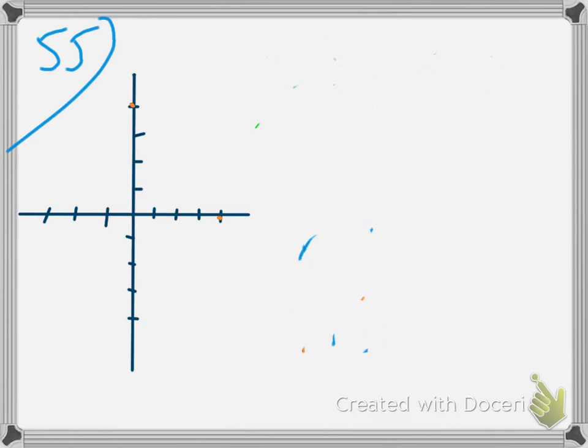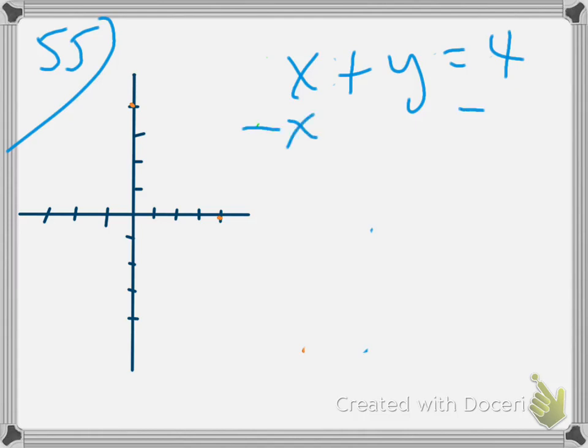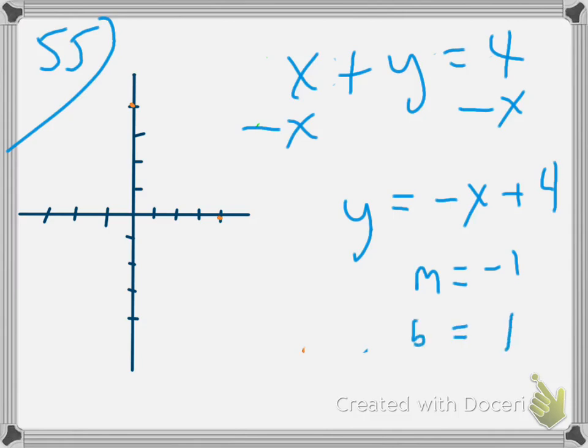The other way to do it, I'm going to go ahead and erase a little bit. Instead of picking points like that, which I still think is the easiest, but this one's not too bad, I'll put it into y equals mx plus b form. So I'll subtract x, and you get y is equal to negative x plus 4, where m is negative 1, that's your slope, and the y-intercept is 4. So if you do it this way, works too.